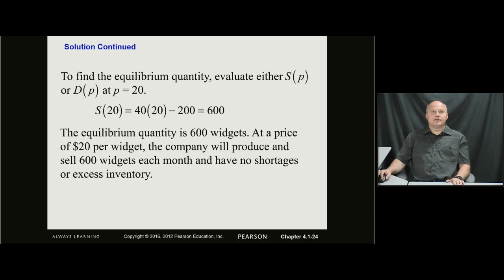Now to find the equilibrium quantity, evaluate S(p) or D(p) at 20, and that's going to be 600, as we illustrated there. At a price of $20 per widget, the company will produce and sell 600 widgets each month and have no shortages or excess inventory. So they're happy, customers are happy.